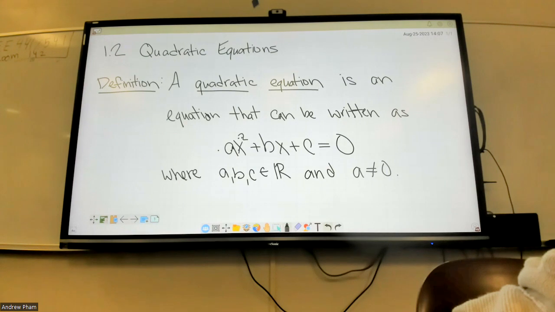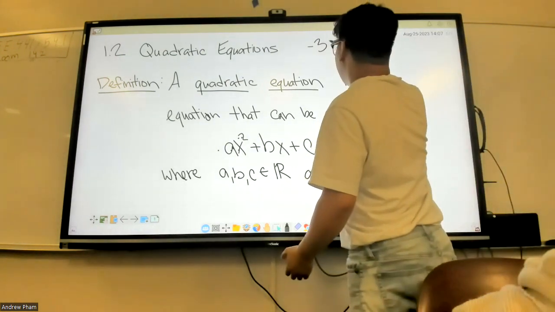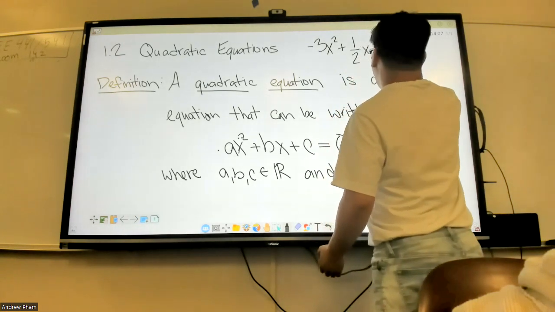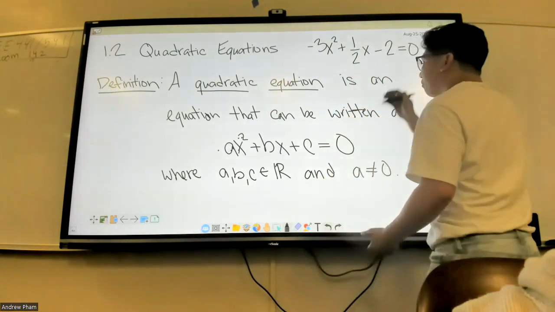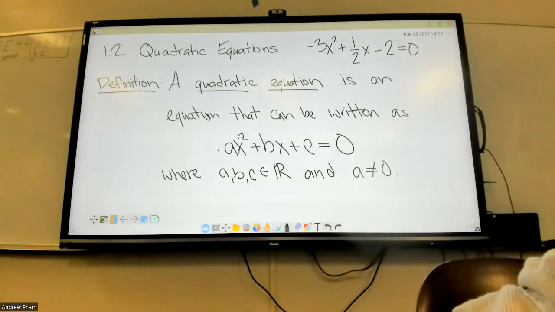So we have quadratic equations. A quick example, like I said, you can plug in whatever numbers you want. If I wrote negative 3x squared plus 1/2 x minus 2 equal to 0, that's still quadratic. It's not a very nice one, but it's quadratic. It's a number times x squared plus a number times x plus another plain number, plus or minus really, equal to 0.